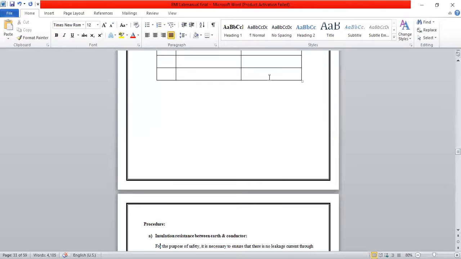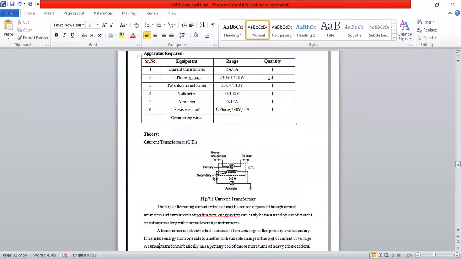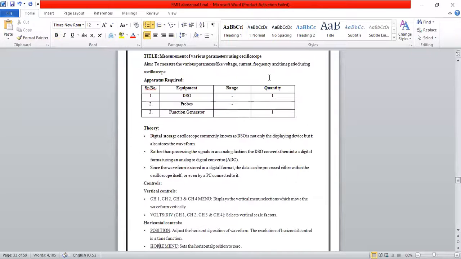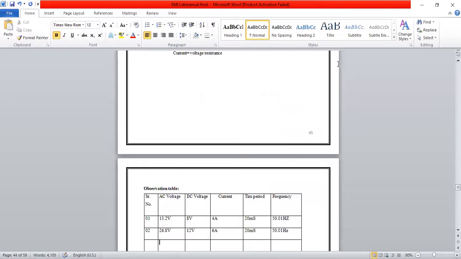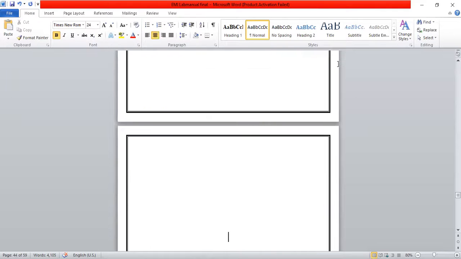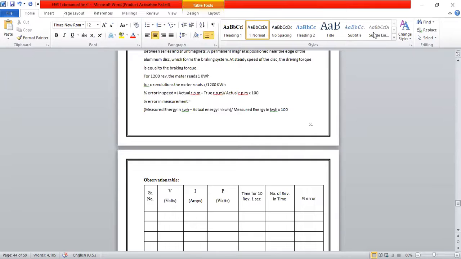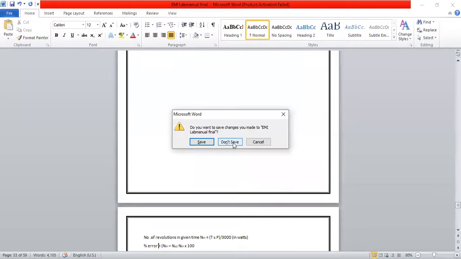This manual is already there in the teaching diary, so you can download the whole manual. Only one experiment is not there: the 2 wattmeter unbalanced circuit. The same circuit you have to use, only the observation table will change. So you only tell me the date when you want to complete this one.